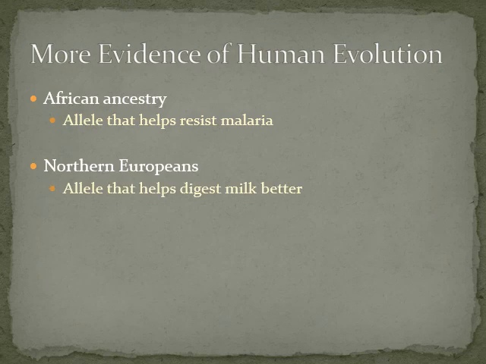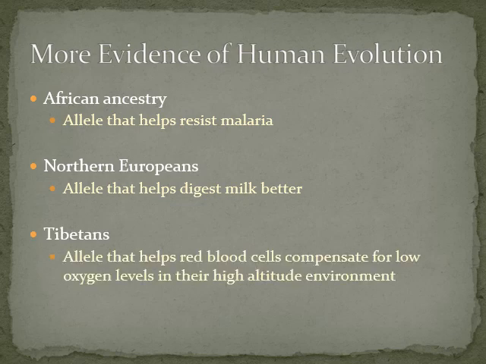Northern Europeans, this one might not be as obvious necessarily, but they have an allele that helps them digest milk better, so they can really take on lots and lots of lactose or milk. Tibetans, they have an allele that helps red blood cells compensate for low oxygen levels in their high altitude environment. I always think of these guys, if you know anything about high altitude climbing, we've got the Himalayas that border Tibet, and lots of other countries right over there. And this applies to more than just Tibetans, right? Or we're talking about maybe Sherpas.